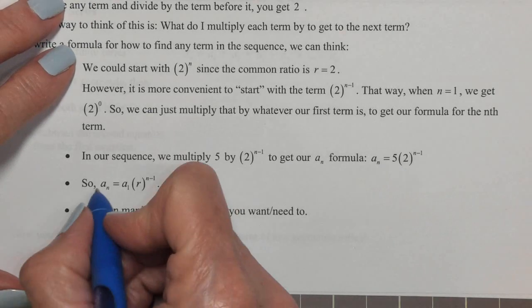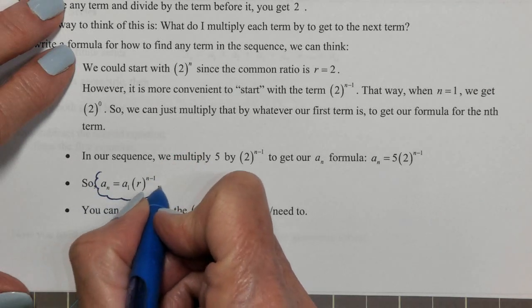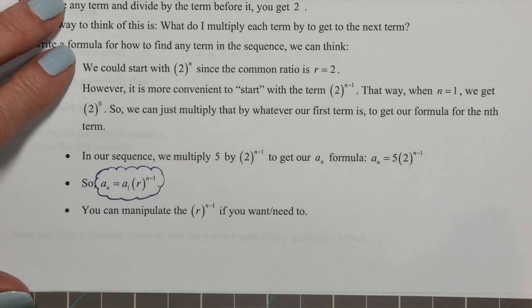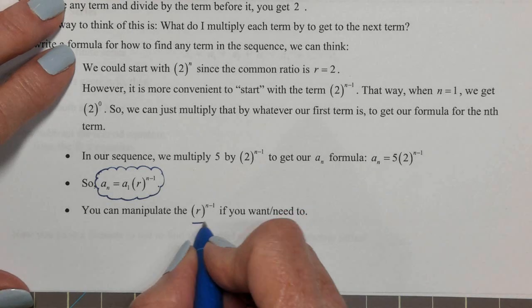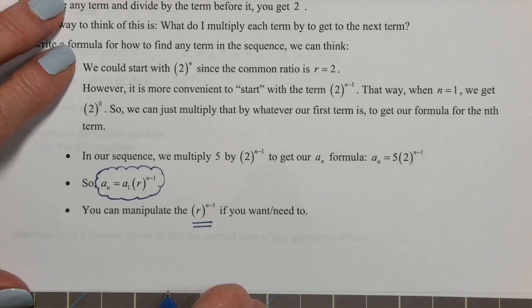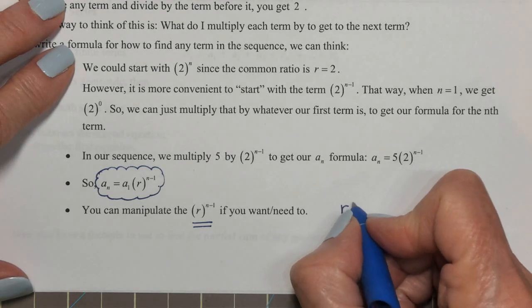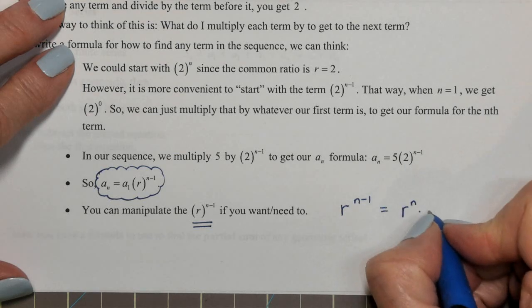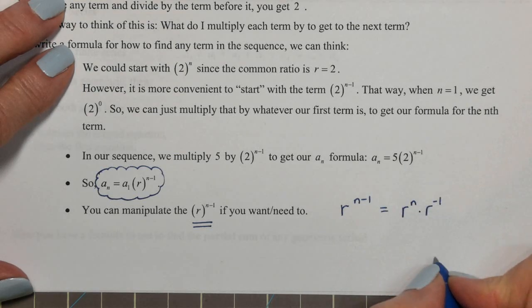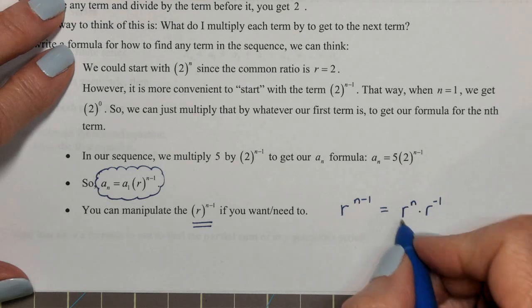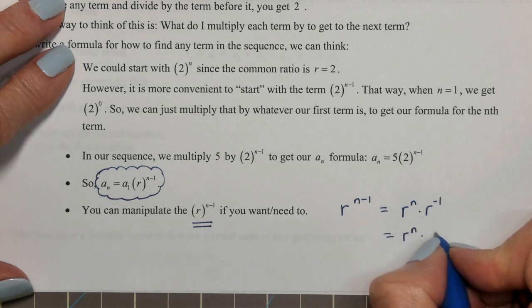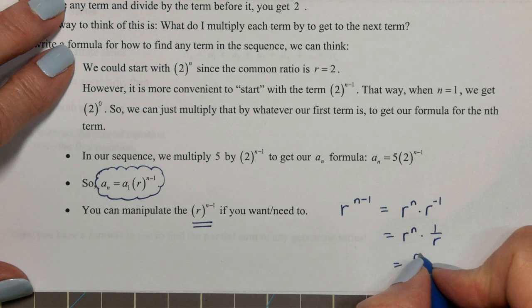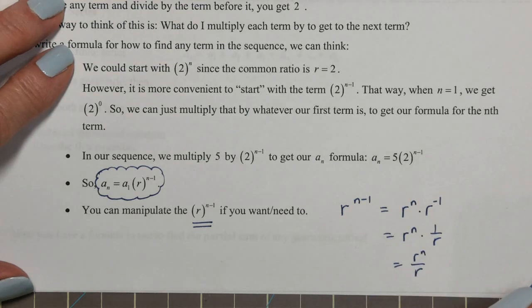So we can think of a formula for finding the nth term of any sequence like that. And then you can always manipulate this if you want or need to. If you have r to the n minus 1 power, that is r to the n times r to the negative first, because we add exponents. And this is r to the n times 1 over r, so that's r to the n over r. So we can manipulate this any way that we want.